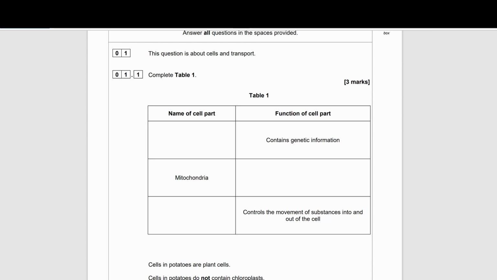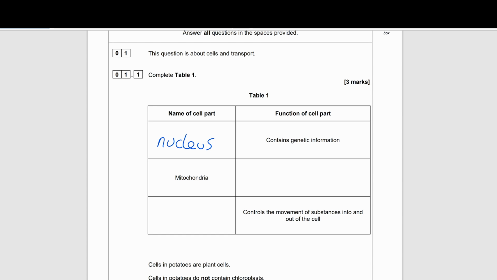Complete table 1. So table 1 is showing us some parts of a cell, where some are missing. It's also showing us the function of some of the cells, which we don't know the functions of, or we don't know the names of. So first one, does contain genetic information. Well, that should be the nucleus.